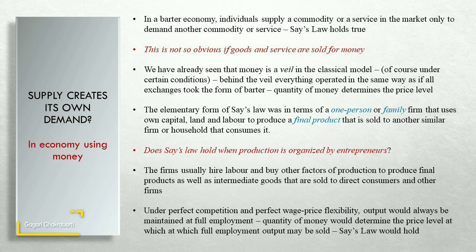Now, the classical economists had some answer to this problem. Under perfect competition and perfect wage-price flexibility, output would always be maintained at full employment, so that the aggregate supply curve is vertical and the quantity of money would determine the price level at which the full employment output may be sold. So therefore the problem is solved and Say's law would hold even if the production is organized by large firms who produce final goods as well as some intermediate goods.